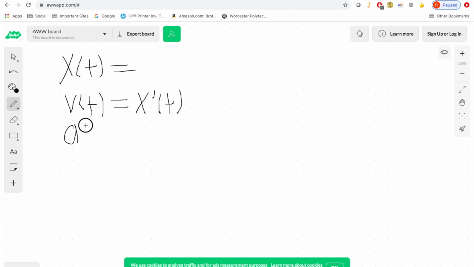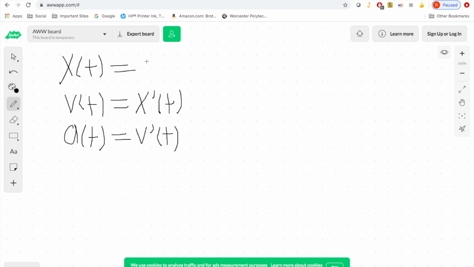Maybe by now you expect it, but a of t is going to equal v prime of t. And there we go. So that's how these functions are going to be defined. Let's try a quick problem.